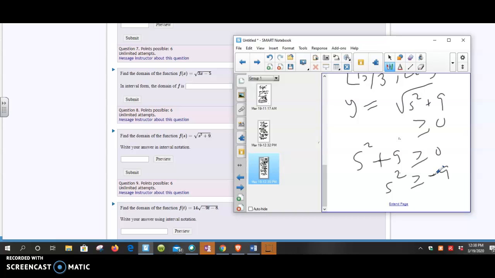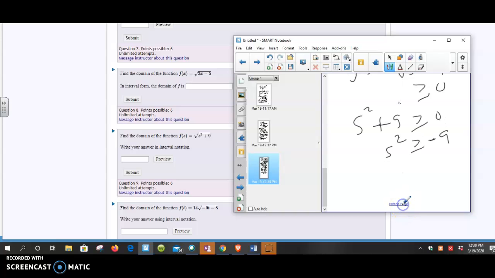assuming real solutions here. So what does that mean? That means it could be -infinity to infinity because any negative number or positive number I put in here, when I square it, it's going to be 0 or greater, which is greater than or equal to -9. So check, that could be anything there. All right, moving on.